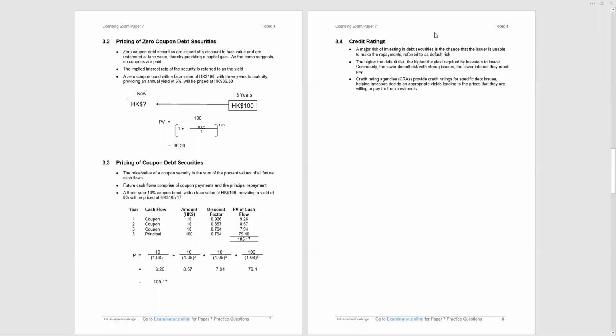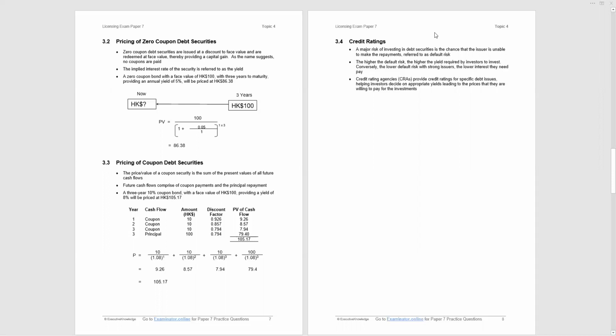Section 3.2, Topic 4 of Paper 7 looks at the pricing of zero coupon bonds, or zero coupon debt securities. Now, the pricing of any type of debt is the present value of the future cash flows. And as we'll see in a moment, when we're dealing with coupon debt securities, we've got to discount the coupons and the principal repayment. Whereas with zero coupon bonds, we only have to discount the principal repayment, that is the face value of the bond.